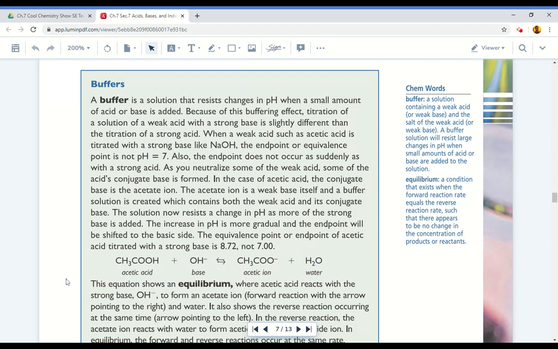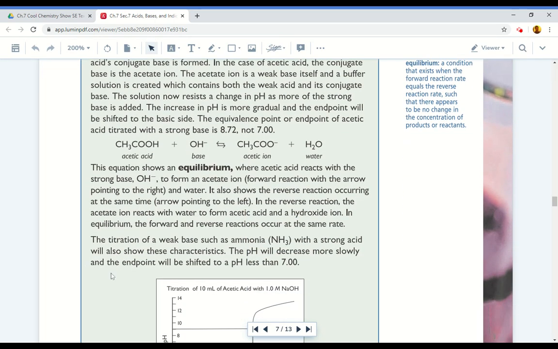This equation shows an equilibrium where acetic acid reacts with the strong base to form an acetate ion, the forward reaction, with the arrow pointing to the right, and water. It also shows the reverse reaction occurring at the same time, with the arrow pointing to the left. In the reverse reaction, the acetate ion reacts with water to form acetic acid and a hydroxide ion. In equilibrium, the forward and reverse reactions occur at the same rate.